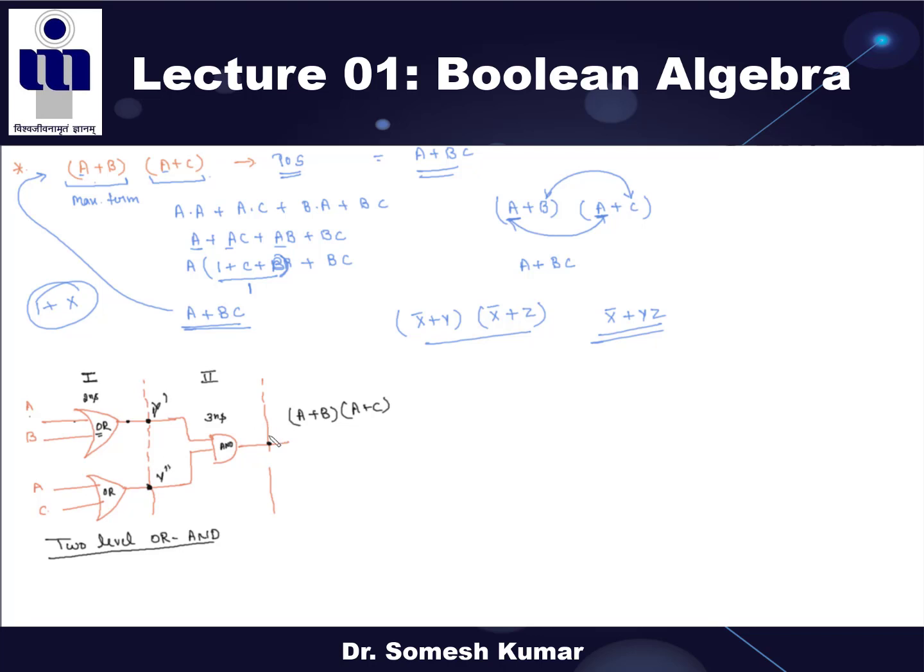2 nanosecond, and we will get this output after how many seconds? We will add this 3 plus 2 nanosecond, right? We are counting the total from input to output, right? So total 5 nanoseconds. So this is your first level.